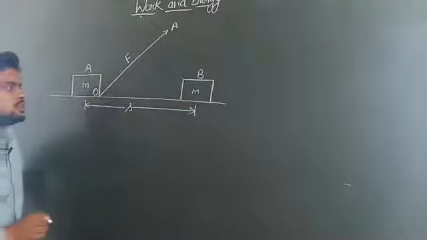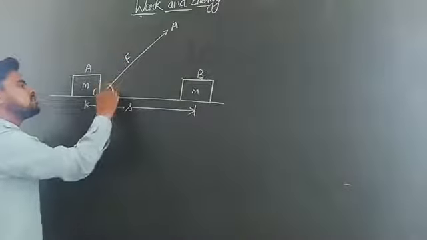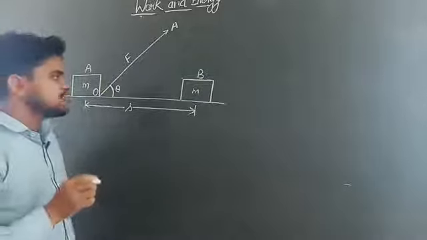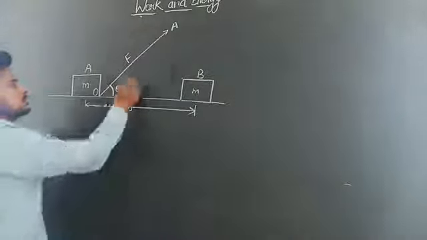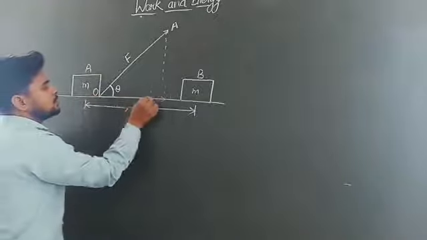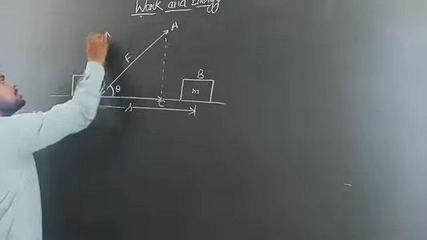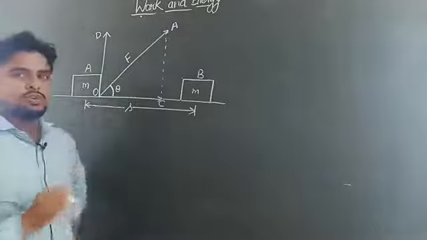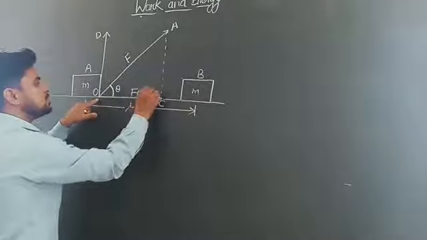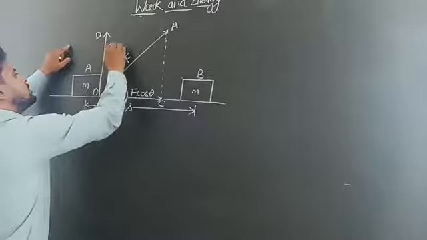Now here you can see that this force is inclined to the horizontal at a certain angle. Let us say this angle is equal to theta. So it is obvious that we can resolve this force into its two components, that is the horizontal component as well as the vertical component. Let us say this horizontal component is OC and the vertical component is OD. So OC, the horizontal component of force, is equal to F cos theta. You know the formula. And OD, the vertical component, is equal to F sin theta.